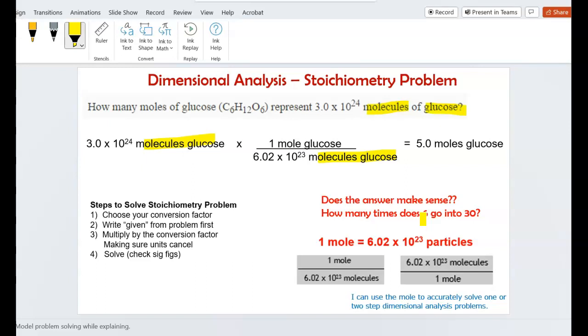So 30, right? So if 6.02 times 10 to the 23rd is 1 mole, then 30 times 10 to the 23rd is how many moles, right? So kind of 30 divided by 6, which is 5, and critically think through, it makes sense. Right? So as you're going through, you can think through that as well.